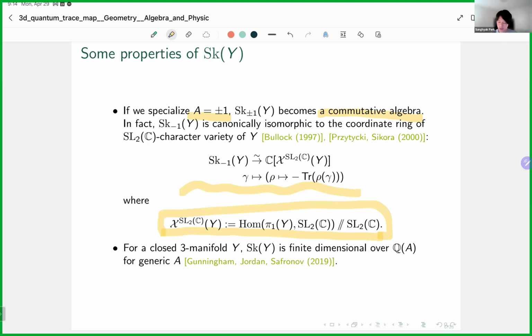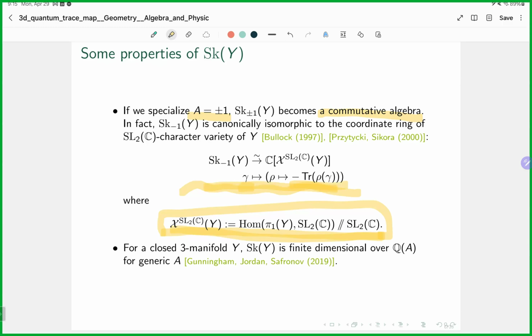And rho is some SL2C character, an element of the SL2C character variety. So it's a homomorphism from pi1 of Y to SL2C. And once we have this homomorphism, we can evaluate the holonomy along gamma, and then take the trace. This map turns out to respect the skein relation.